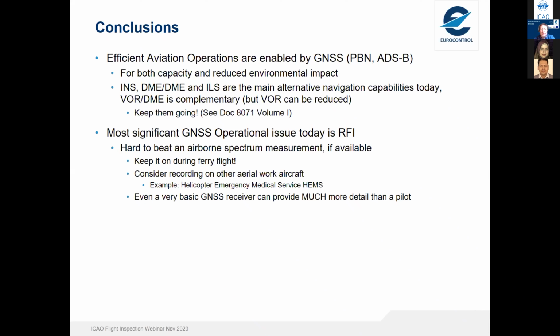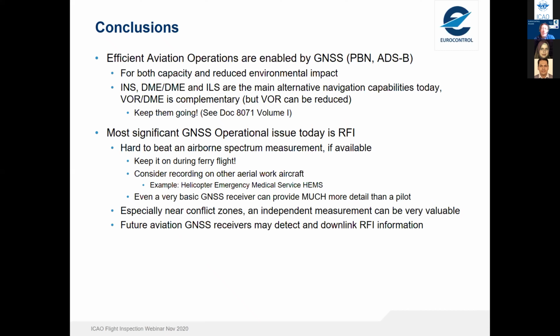The moment you can carry the noise ratio of individual satellites, you know a lot more already about the interference. Near conflict zones, if it's about making political noise, having independent measurement verification can be very valuable. So coordination amongst different flight inspection providers can be very useful. And we are also working on future aviation receivers that use multi-constellation to actually detect and downlink interference information in the future. There's a number of projects ongoing to help establish best practice.